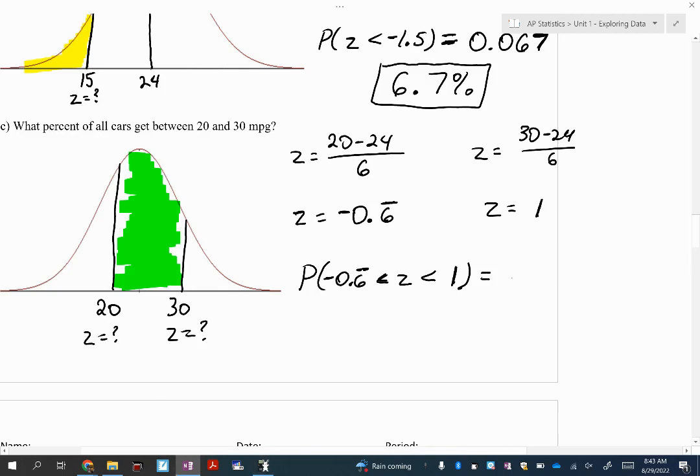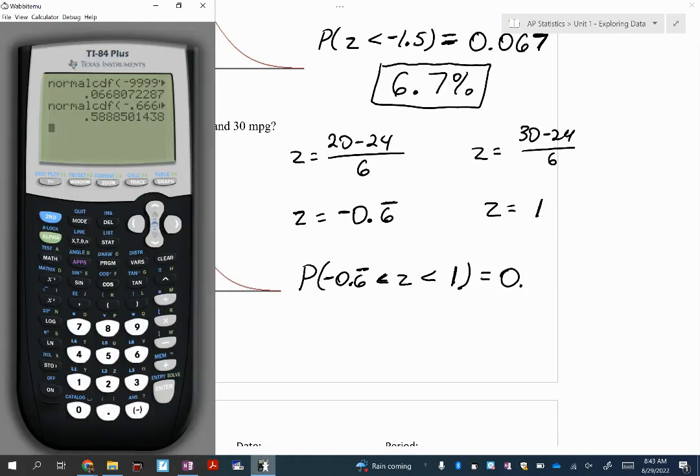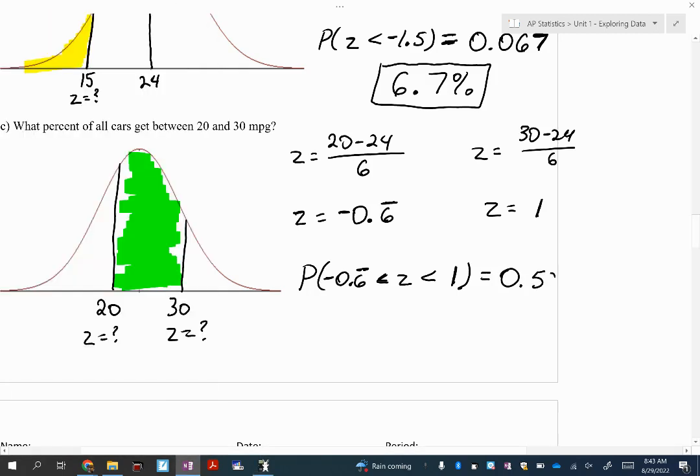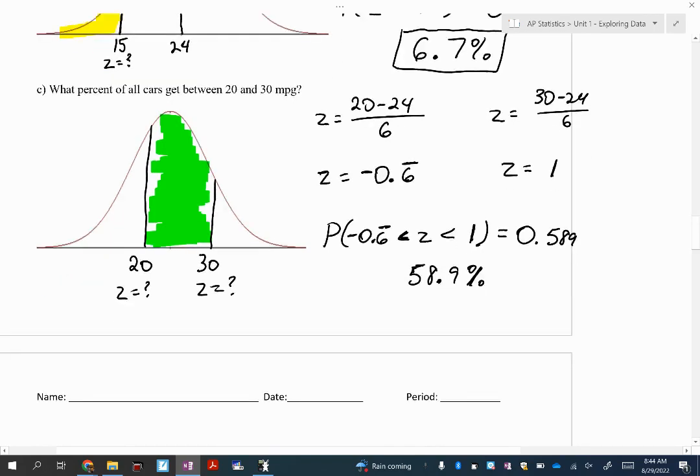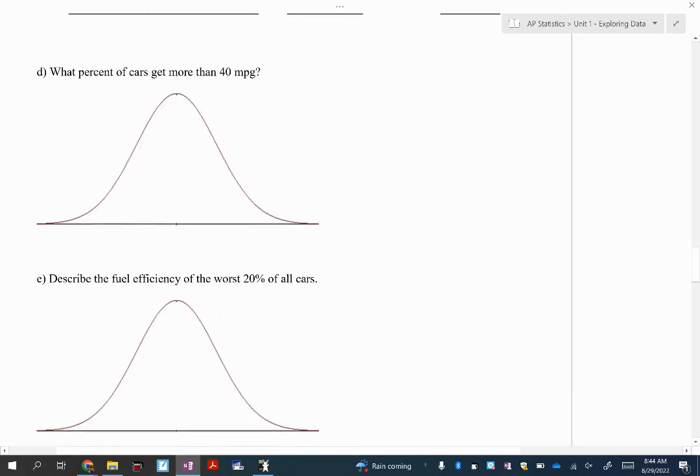All right, so I get 0.589. Or as a percentage, 58.9%. So we're expecting just shy of 60% of the vehicles to get between 20 and 30 miles per gallon. All right, let's do another one similar.